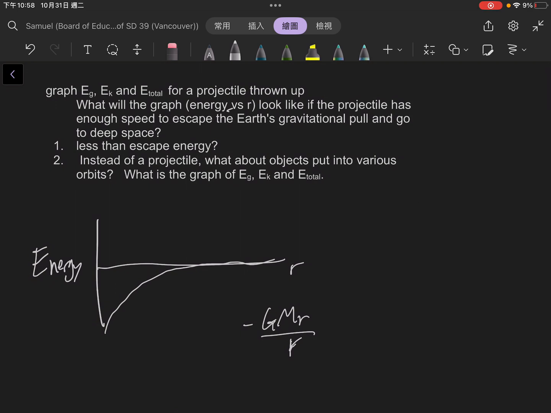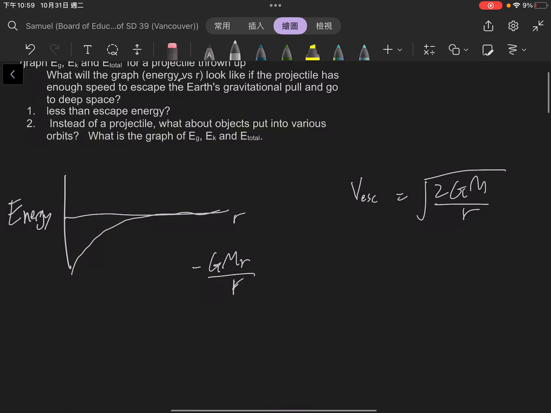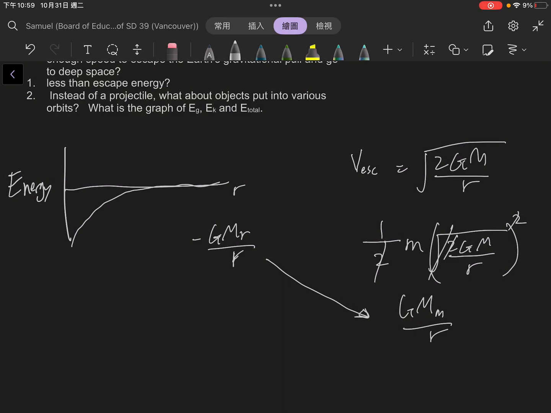Okay. So what about EK? The EK when the projectile has enough speed to escape the Earth's gravitational pull. From the equation booklet, we know the escape velocity is the square root of 2GM over R. To get the kinetic energy, we put 1/2 m v squared on that. The square cancels out with the square root, and you get GMm divided by R. So you can see this is the exact opposite of EG: one is negative, one is positive. Therefore, the EK will just be like this, labeled as EK, and this one labeled as EG.